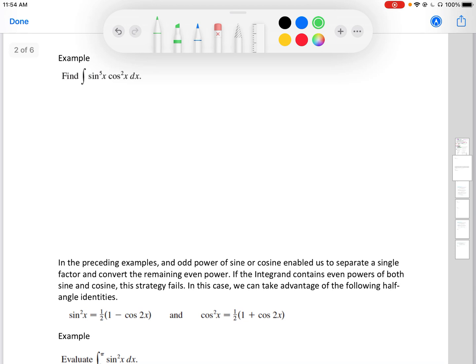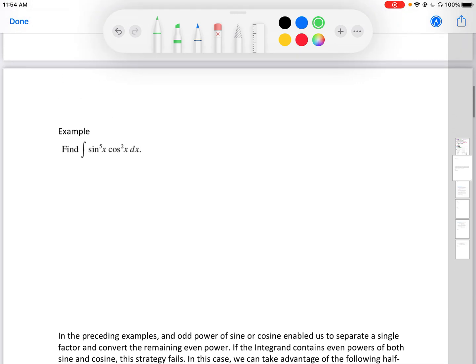Let's go ahead and do another problem. So we have find the integral of sine to the 5th power of x cosine squared of x dx. So let's make a note.